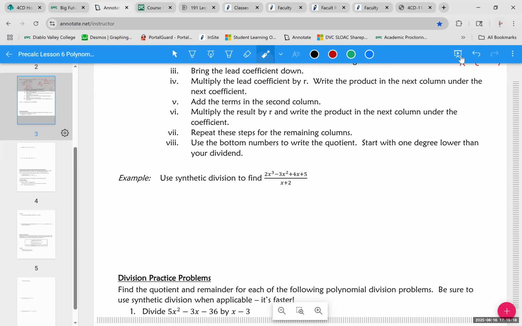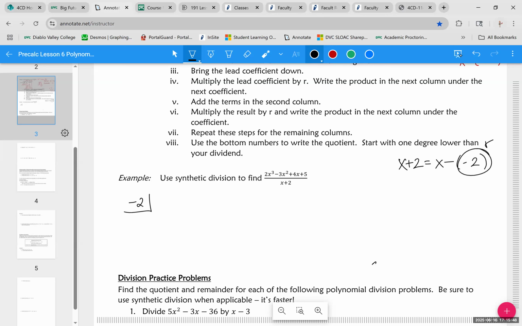So I see, first of all, that I am dividing by x minus r. x plus 2 is x minus minus 2. So this is my r in this particular problem. Similar to what we did with the vertex in parabolas, it looks like the opposite of the number that's being added or subtracted to x. So the first thing I'm going to do when I'm doing synthetic division is put my r in a little box. Half box, I guess.